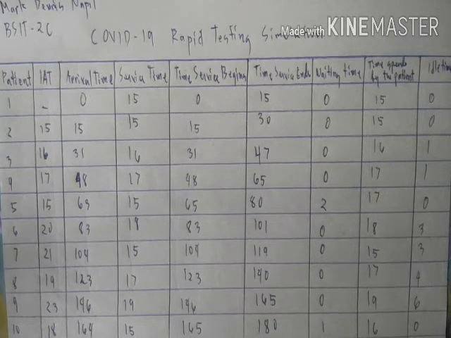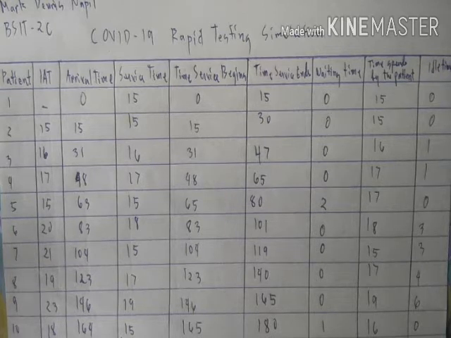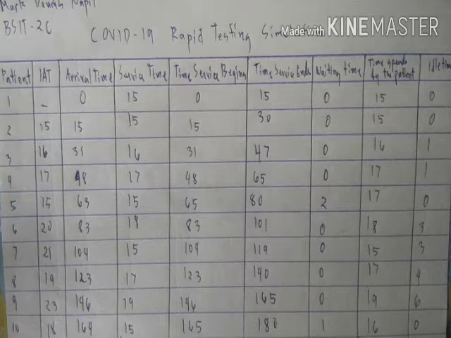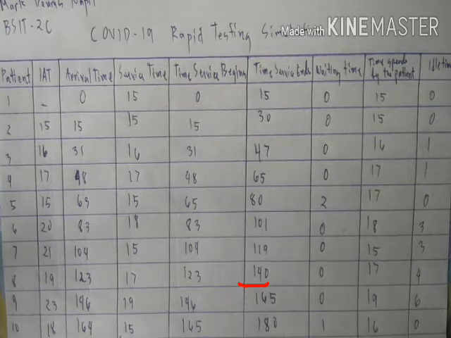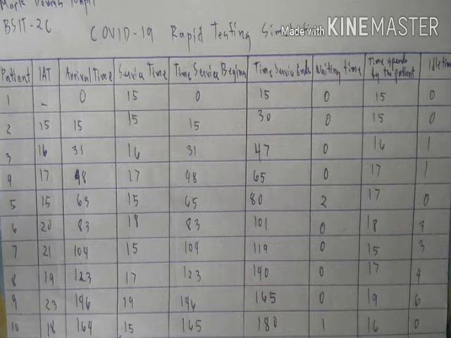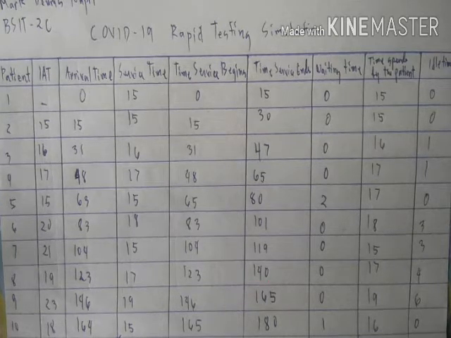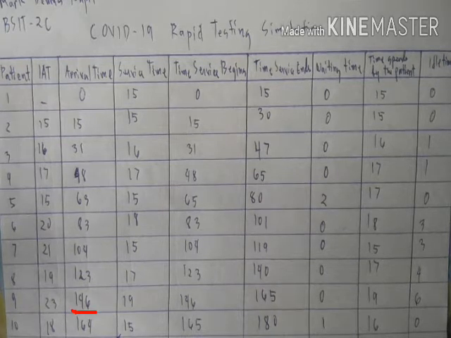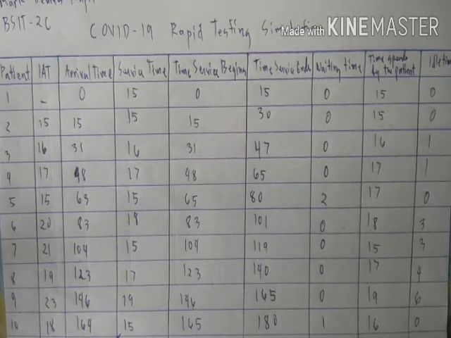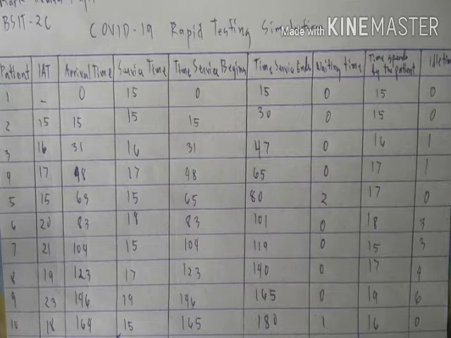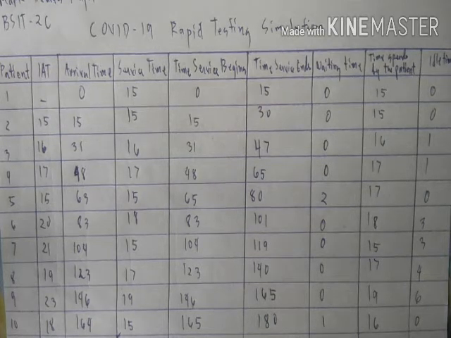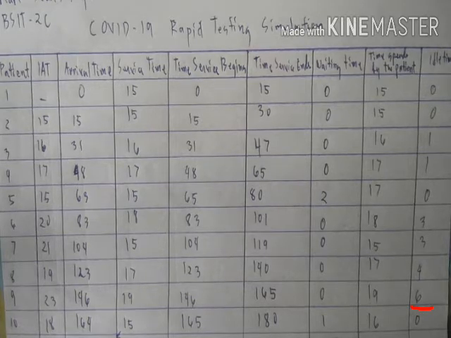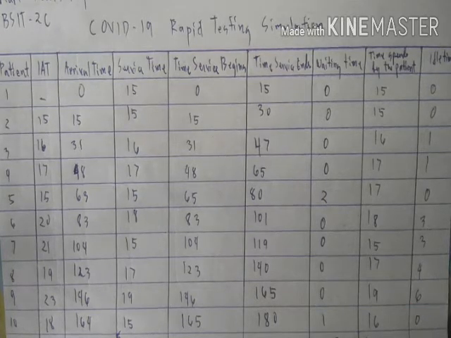So there are some patients that arrive late. For example, patient 9. Patient 8's time service ends at 1:40, while patient 9 arrives at 146 minutes after the first arrival. So the patient is 6 minutes late. So the idle time for the system is 6 minutes. So the system is on standby for 6 minutes.